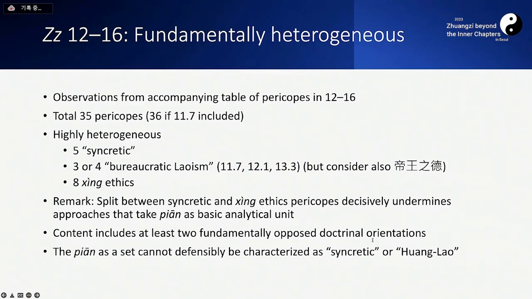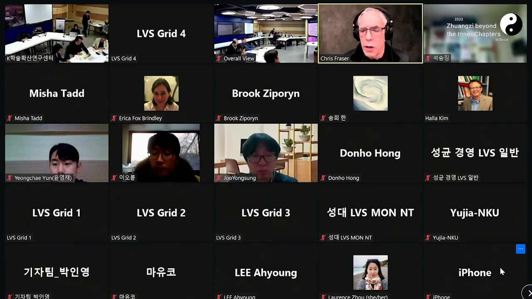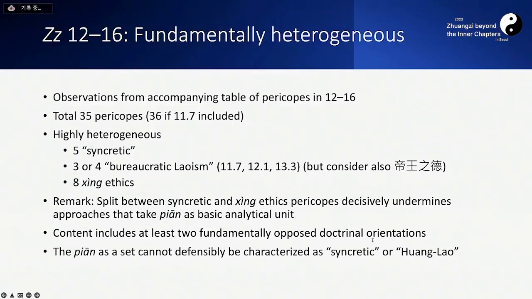So this stark opposition between the syncretic and the Xing ethics pericopes, I would say, decisively undermines any interpretive or analytical approach that takes the Piān as a basic unit. The Piān as wholes cannot accurately be characterized as syncretic or, for that matter, as Huanglao. They cannot be regarded as collections of material that supports or illustrates or elaborates on some initial syncretic or bureaucratic Laoist view that's presented in the first section of the Piān. Their content is just fundamentally diverse, and it's riven by disagreement over the status of values such as benevolence.